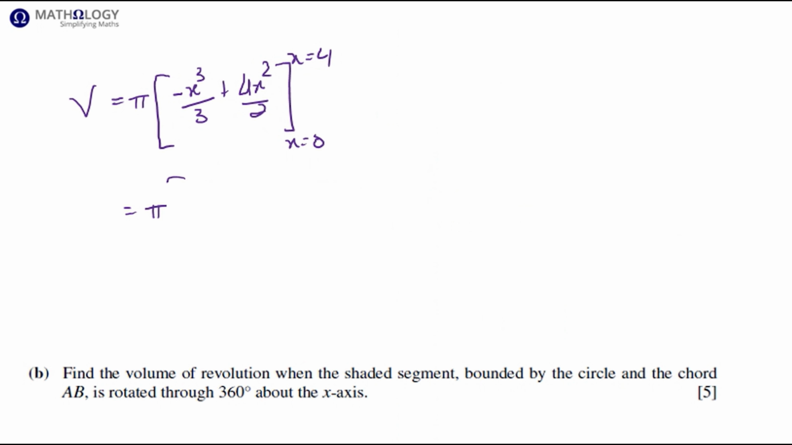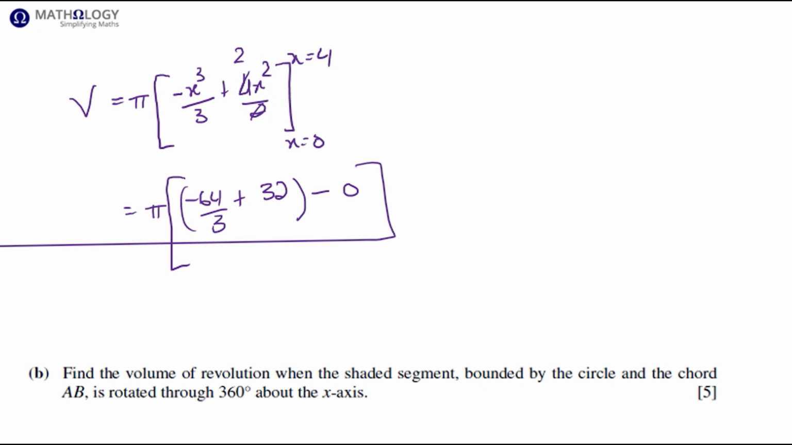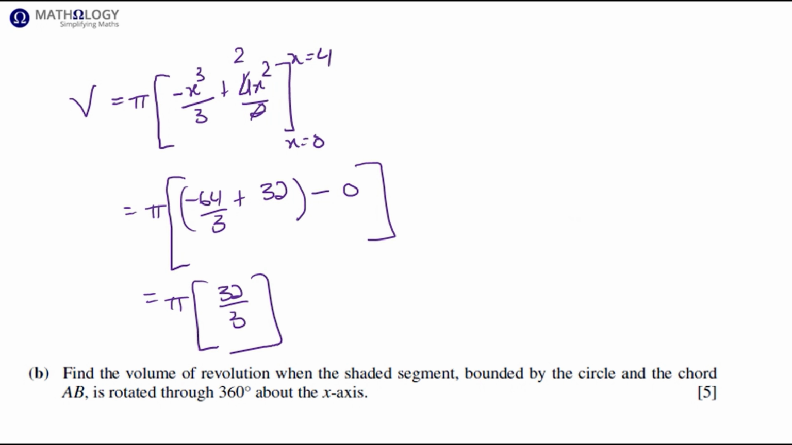That equals pi times minus 4 cubed, so minus 64 divided by 3, plus 2x squared, so it'll be 2 times 4 squared, 2 times 16, 32, less, when x equals 0, then these terms are just going to be 0. So that'll be pi times, it's going to be 32 over 3. So the volume is 32 pi by 3 units cubed.